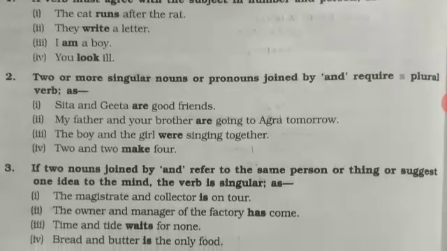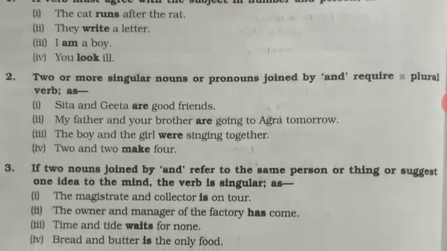Second rule. Two or more singular nouns or pronouns joined by and require a plural verb. Right? See here, Sita and Geeta are friends. Right? Here, two subjects Sita and Geeta, इसको join किया है and से. This becomes plural. That's why we use here are.